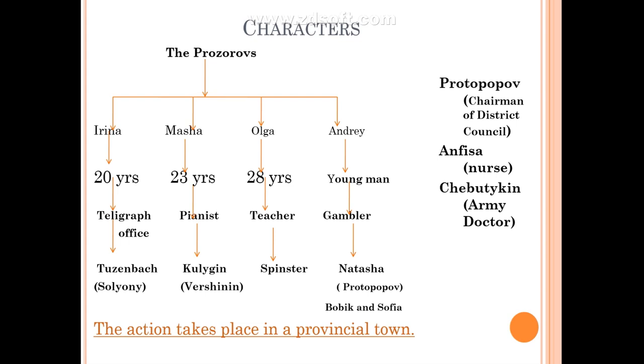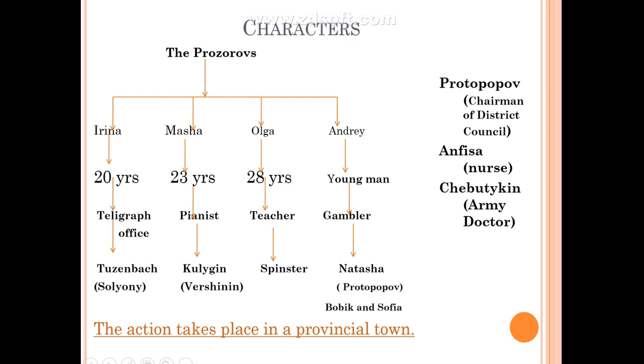Irina was working in a telegram office. Masha is a pianist, or she used to play the piano in concerts. Olga is a school teacher. She remained a spinster. And at the last, I have put these names, Tuzinbek and Solony. These two people proposed to whom? Proposed to Irina. And Kuligin got married to Masha, but their marriage is not successful. So Masha falls in love with Versinan. Then Olga wants to get married, but she remains a spinster throughout her life.